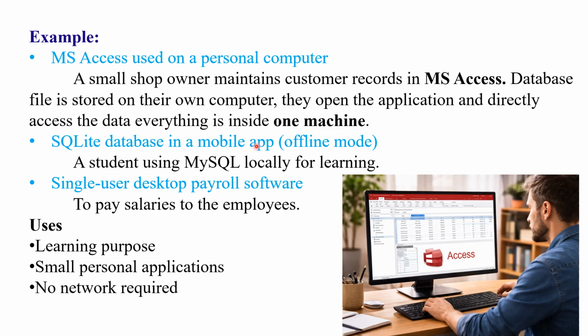The other example is an SQLite database in a mobile app, which we can use in offline mode. The third example is single user desktop payroll software. If you are running a small organization, then you can use the payroll software to pay the salaries to the employees. So what are the uses of one-tier architecture? It can be used for learning purposes or some small personal applications, and as the application layer and database are both present in one single system, there is no network required.